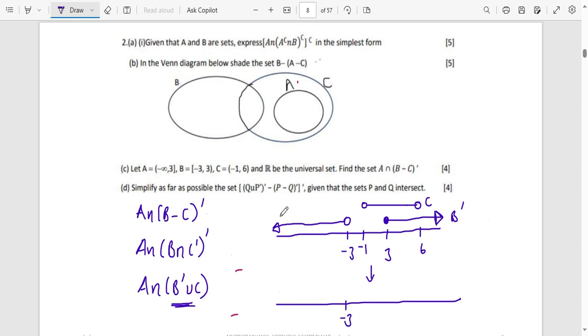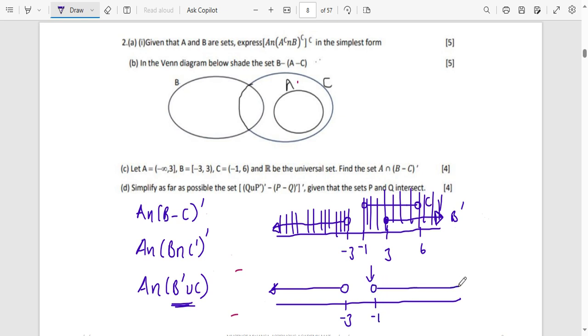So if I combine these two sets, I'll get everything. I'll get all the way up to here, but here we're going to pause and then we'll continue from here. Okay, we are combining. So it will be from -3, but -3, remember, is not being included, going in this direction. And then from -1, remember -1 is not being included, going in this direction. That is combining. So this is going to be B complement union C.